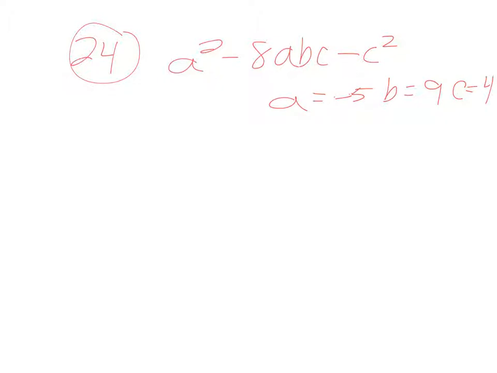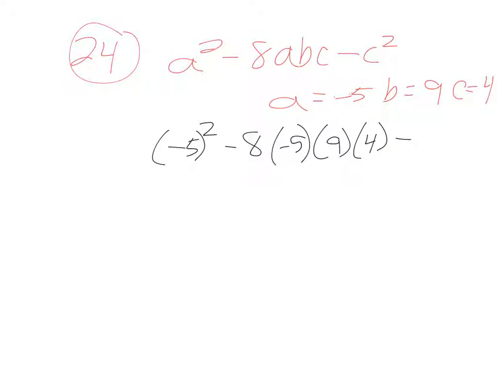Okay, this is number 24 on the quiz. Remember to replace variables with parentheses, so a squared in parentheses, negative 5 squared. We learned tonight that that makes a big difference. Minus 8a, negative 5, b, 9, c, 4, minus c squared, so 4 squared.